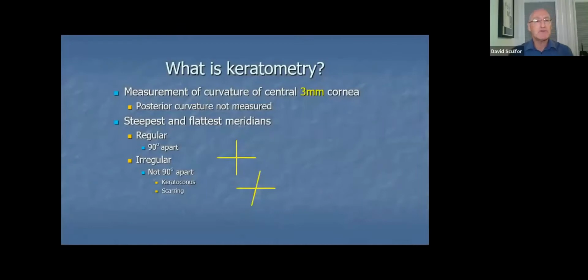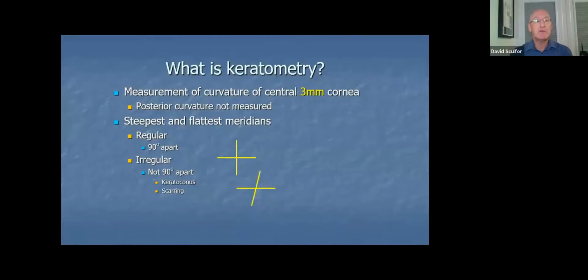So keratometry is measurement of the curvature of the central 3 mm of the cornea. The exact amount differs between instruments, but generally it's around 3 mm. So we have no idea what's happening outside that central 3 mm area. We're also only measuring with conventional keratometry the anterior surface of the cornea, or in fact what we're measuring is the tear film, but we're not measuring the posterior curvature.